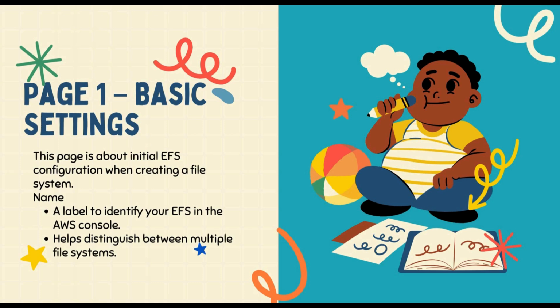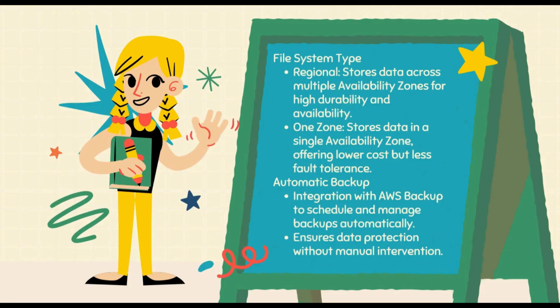When you create an EFS, the first page you will see is all about basic settings. This is where you give your file system a name. That's not just for fun, it helps you recognize it later in the AWS console, especially when you have got multiple file systems lying around. Then you pick the file system type.